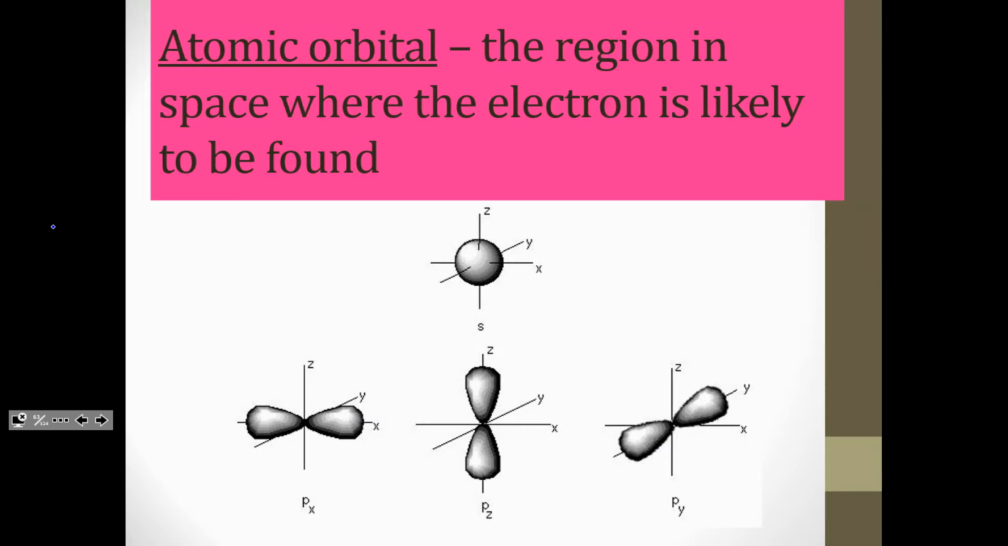Atomic orbitals are the regions in space where the electron is likely to be found. A lot of people like to call these electron clouds. And there are several different shapes. Here we're looking at two. This is the s, and these are p orbitals. And there's 4 types, and we'll look at those in just a second.